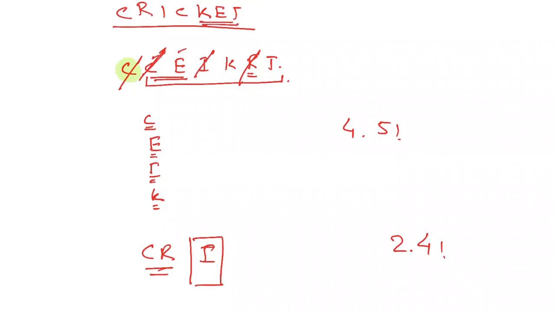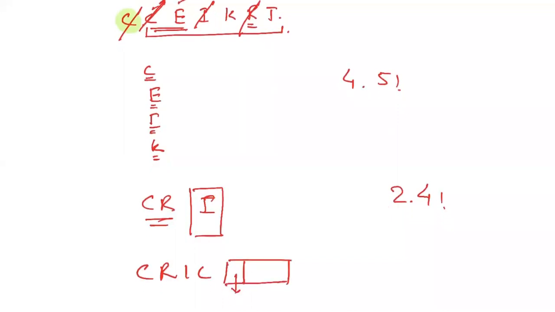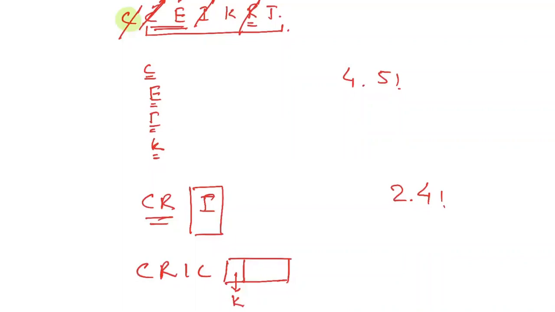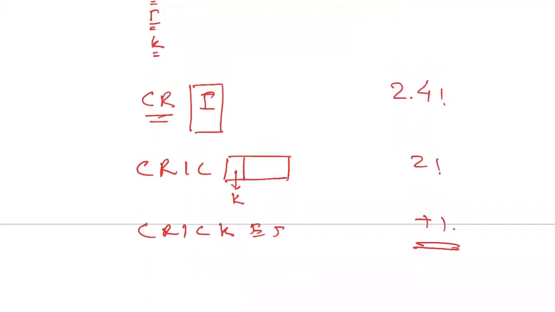Now KET, right? But E is at the position left of K. So CRIC, and for this position, it is coming as K, right? For coming K, E has to make this with factorial two ways. Then CRICK and ET is the positioning for this only, right? Plus one, the last position for this. So we can add this and you're getting the number on this.